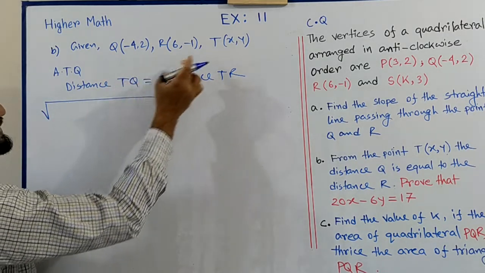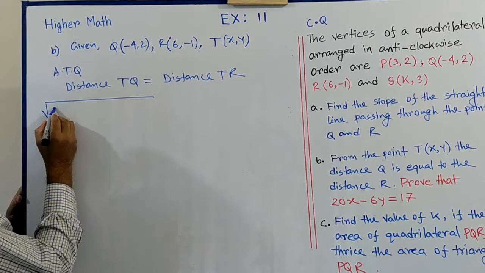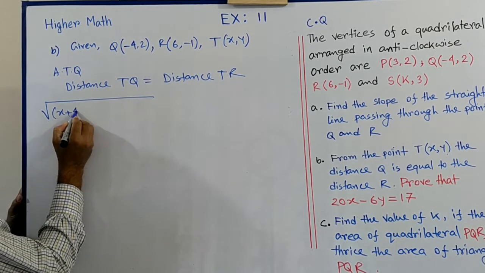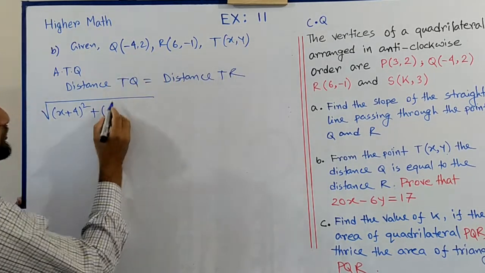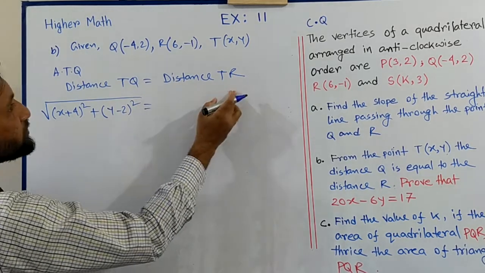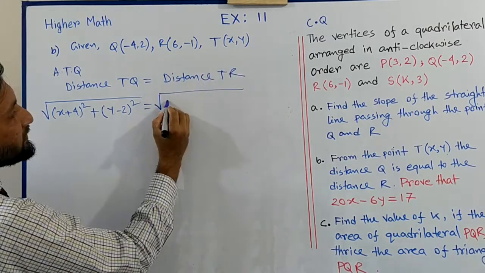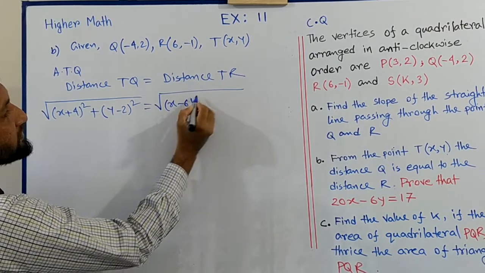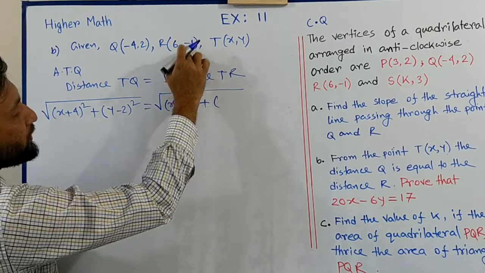So the distance of TQ: x minus minus 4, that means (x plus 4) square, and then plus (y minus 2) square. Again the distance of TR: we can say root of (x minus 6) square, and then plus (y minus minus 1), that means (y plus 1) square.